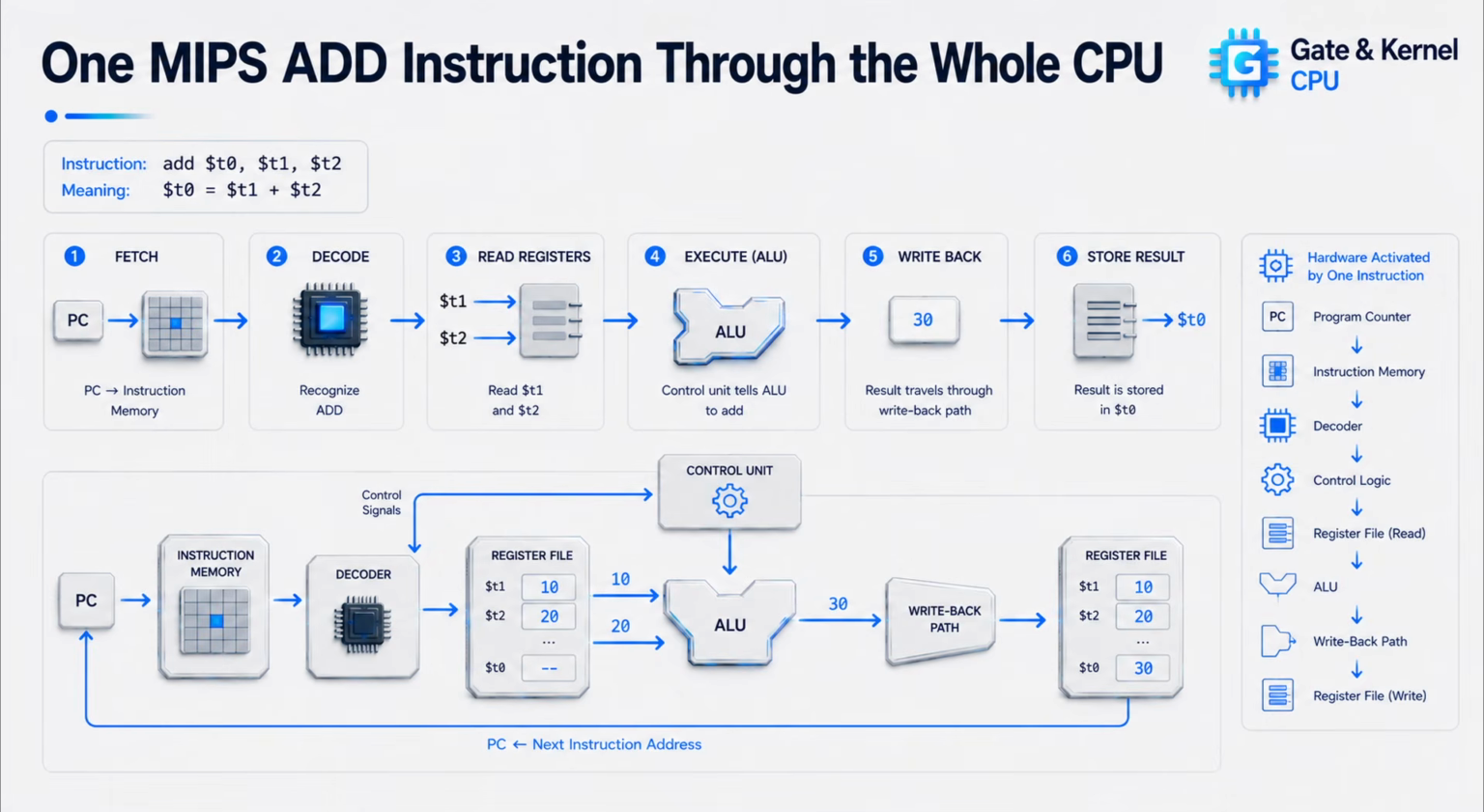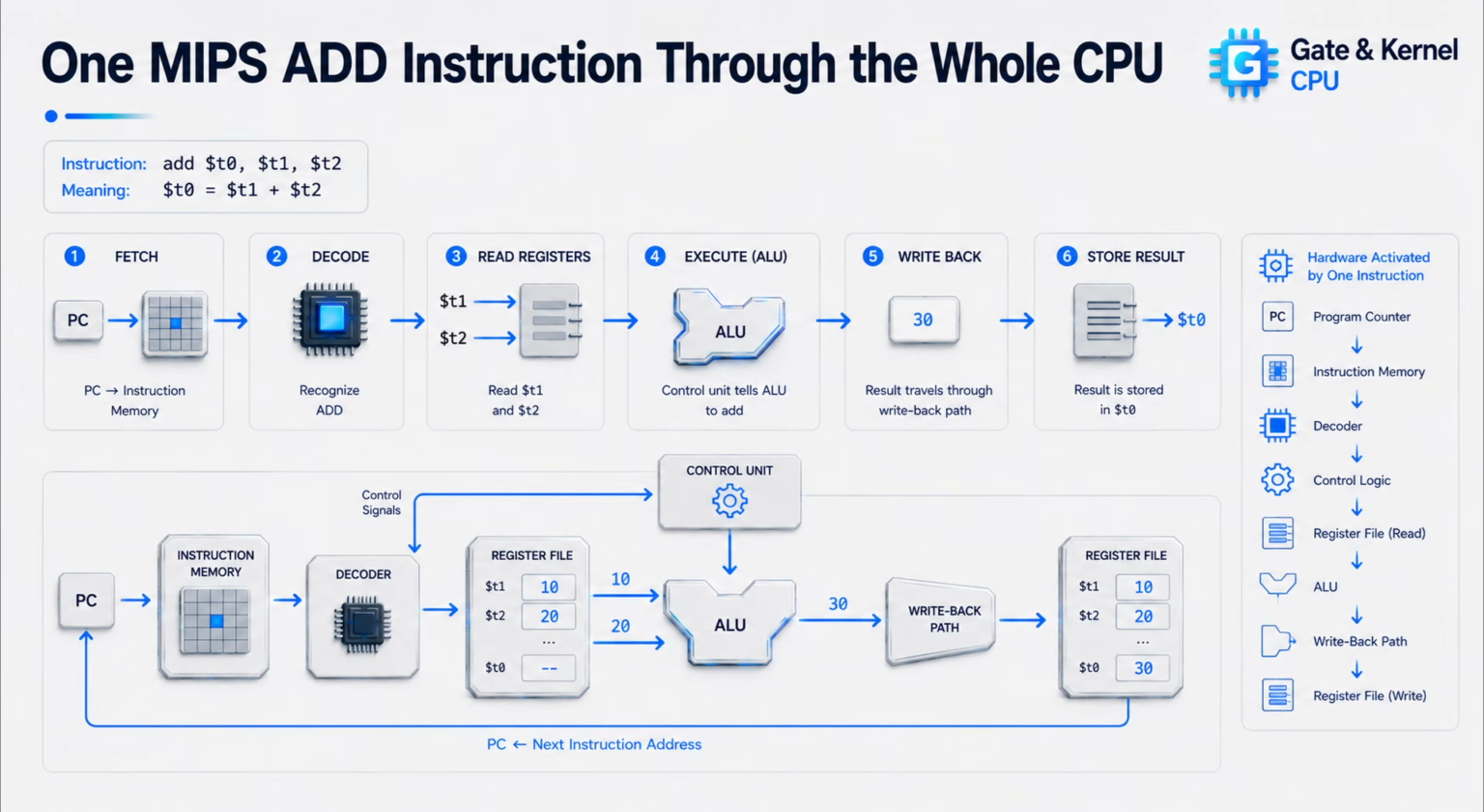14. One MIPS ADD instruction through the whole CPU. Now consider the MIPS-style instruction, add $t0, $t1, $t2. Its meaning is $t0 equals $t1 plus $t2. We can now follow the complete instruction through the CPU. First, the program counter identifies the instruction address. The CPU fetches the instruction. The decoder recognizes it as an ADD instruction. The instruction identifies $t1 and $t2 as source registers. The register file reads both values.